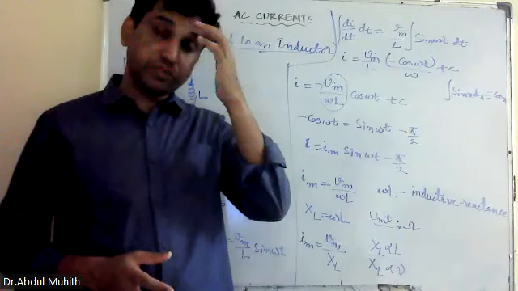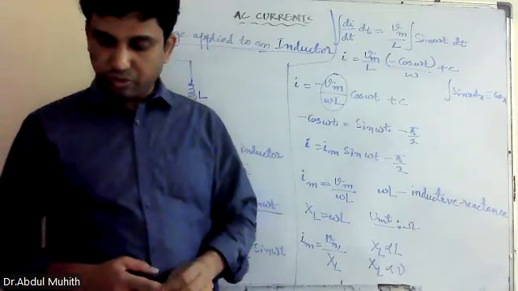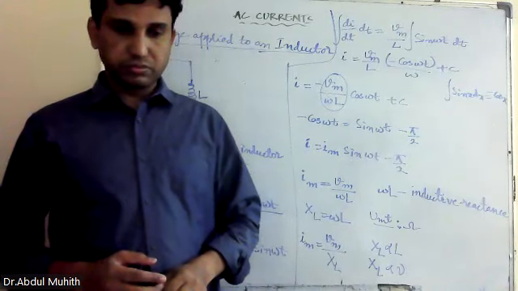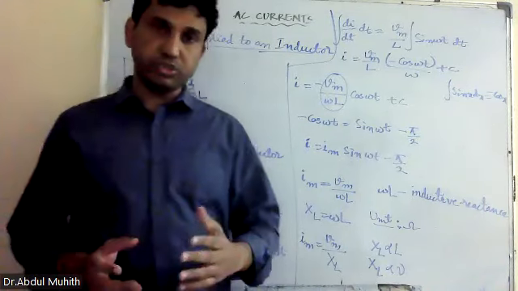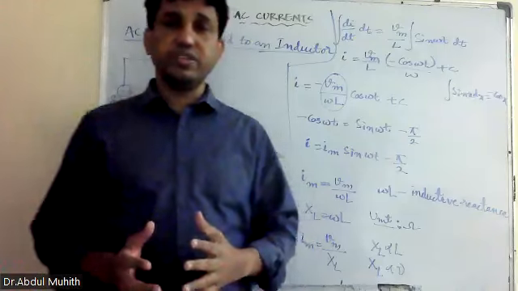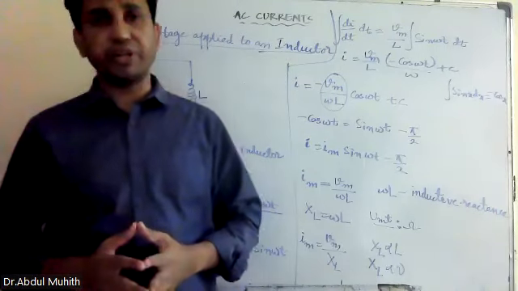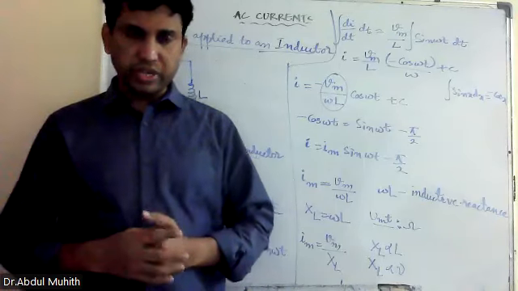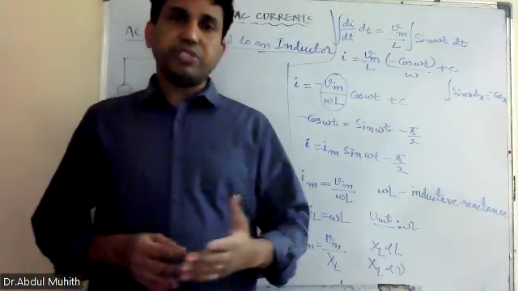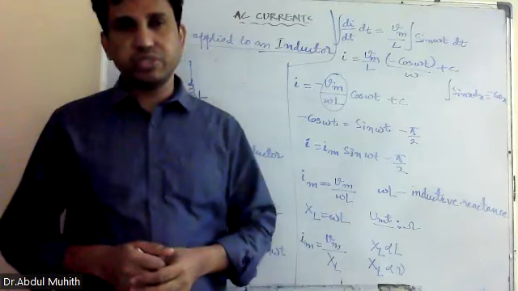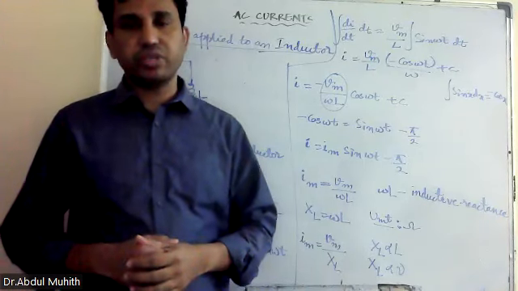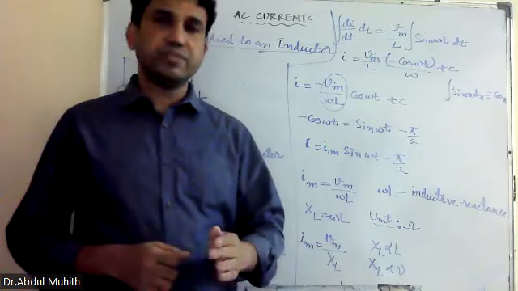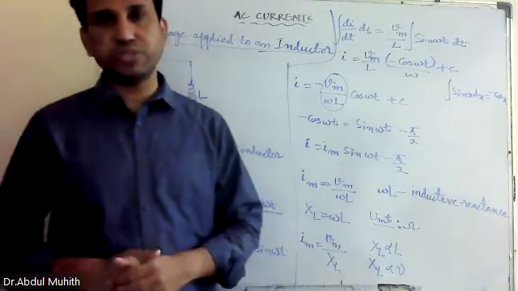Second, what is the function of a capacitor? A capacitor stores electrical energy in the form of an electric field. The second purpose of a capacitor is that it is used for filtering. These are the two functions of a capacitor. Filtering means it blocks DC and allows AC to pass through it.